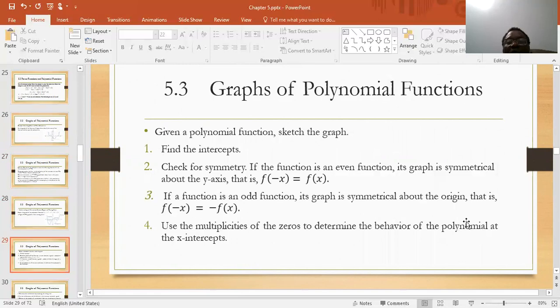So given a polynomial function, we can sketch the graph following these steps. First, find the intercepts, y and x intercepts. Second, you may determine if the function is odd or even. If the function is odd or even, you may want to draw just one side of the graph. The other side will be copied from the side that we have drawn. The multiplicity of the zero is used to determine the behavior of the polynomial at the x-intercepts.